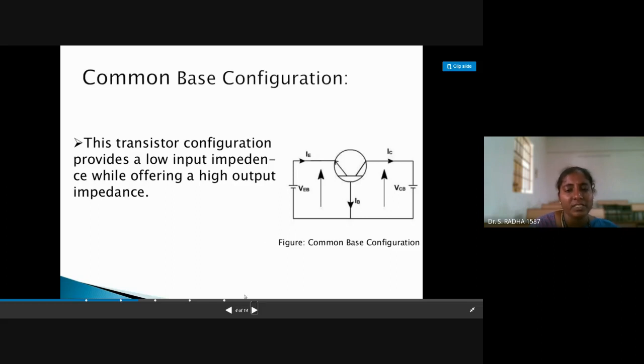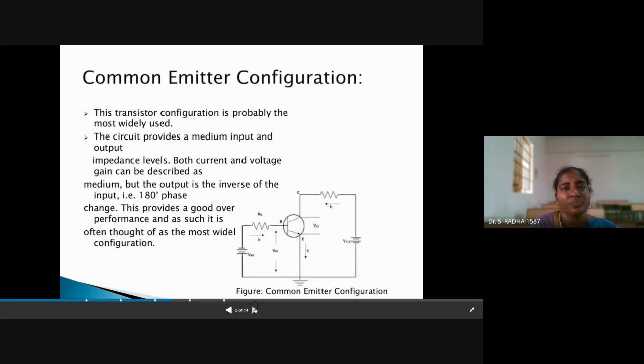Common emitter means you have to make the emitter terminal grounded.